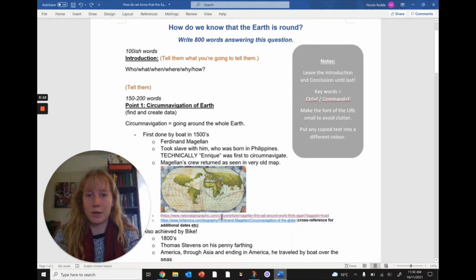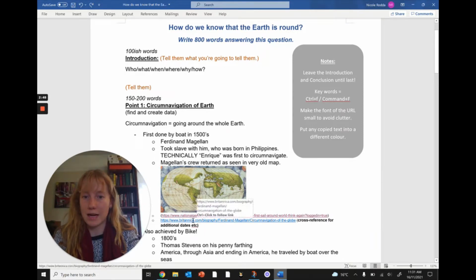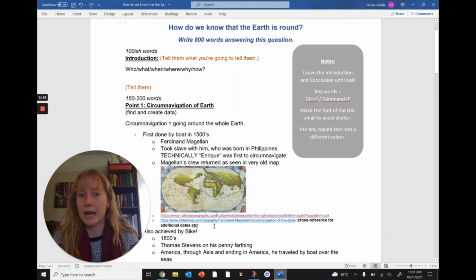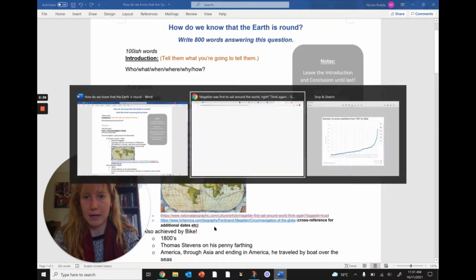So the first one we can see is this one. Now you'll notice that I actually have pasted the two links down here. The first one is the one that I actually used to find this information, and the second one we can see here, cross-reference for additional dates, etc. This is just a useful thing that I found that will back up this other source. You can see both of them. We've got National Geographic and Britannica. Both of these are reliable sources because they are both very reputable organizations, and Britannica is like an online encyclopedia.